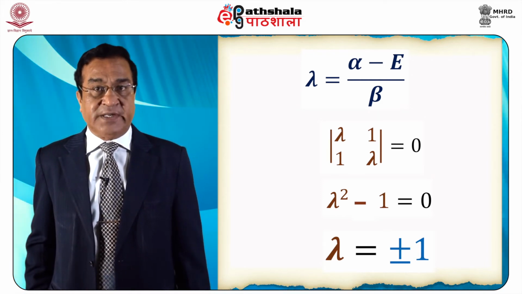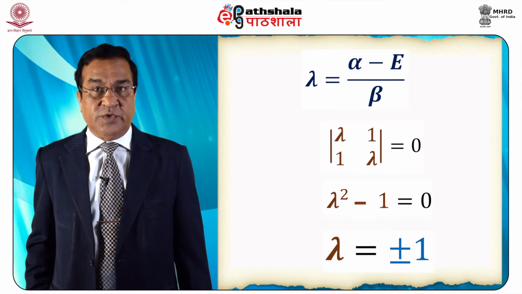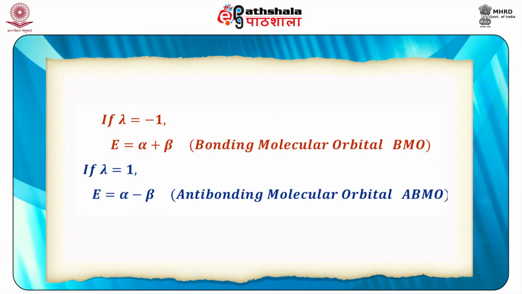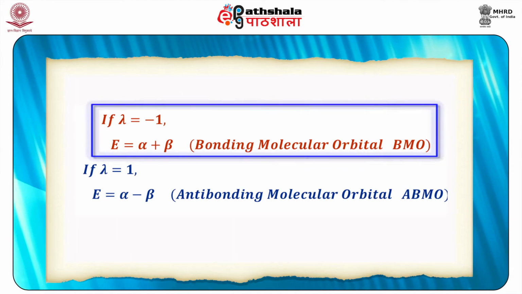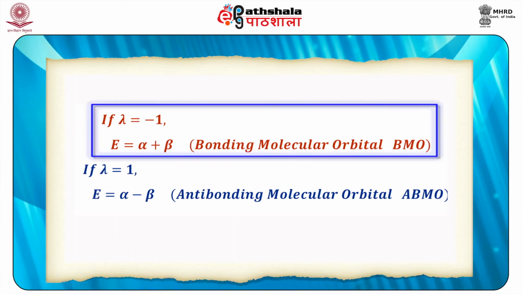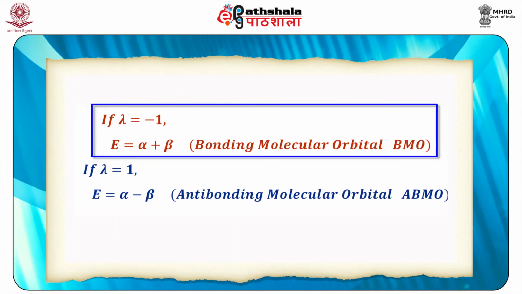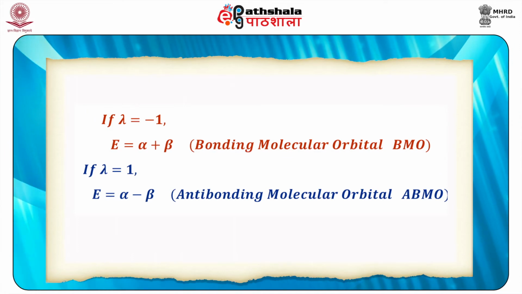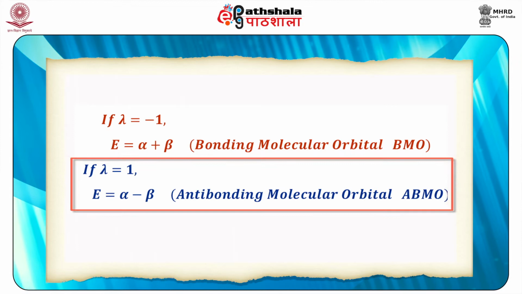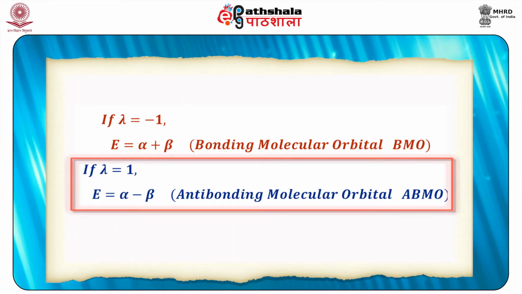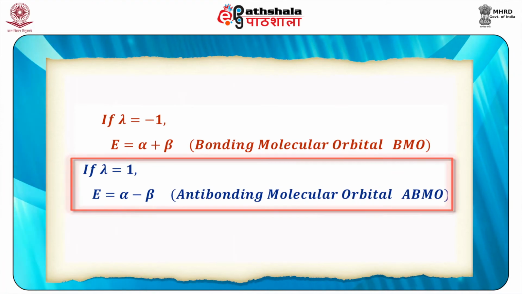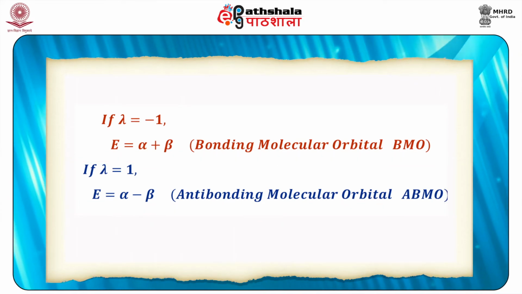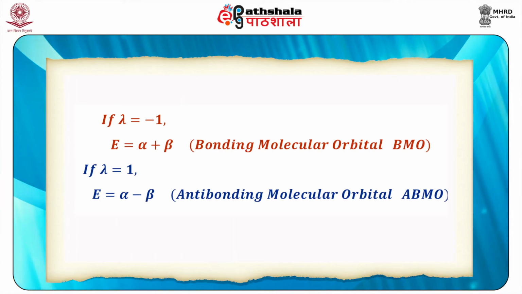If we substitute back into the main determinant, we get the following. If we substitute the value of lambda equal to minus 1, and lambda was equal to alpha minus E upon beta, then we get the energy of the orbital, which becomes equal to alpha plus beta. Similarly, if we put the second value of lambda, which is equal to 1, we get E is equal to alpha minus beta. So these are the two values of the pi molecular orbital energies which we get from the HMO solution.